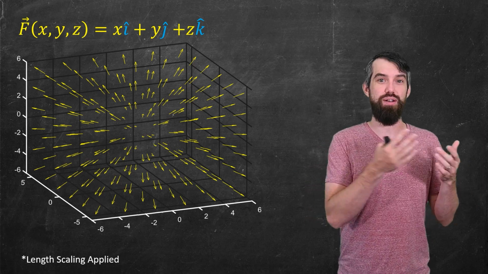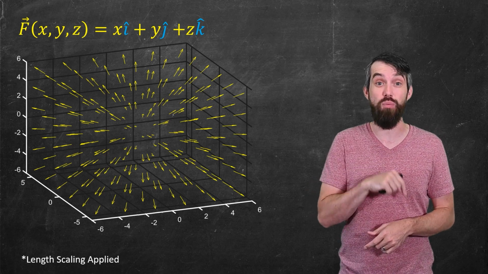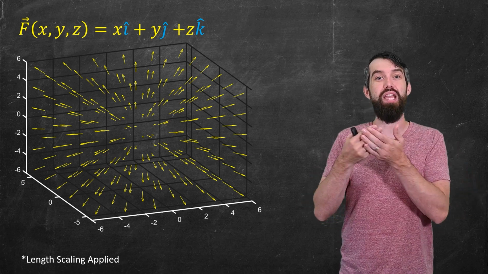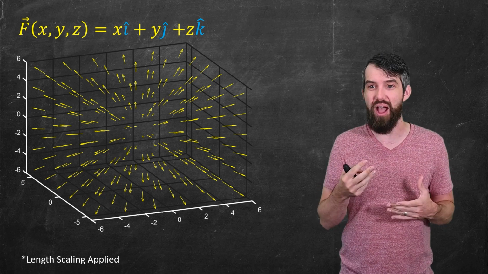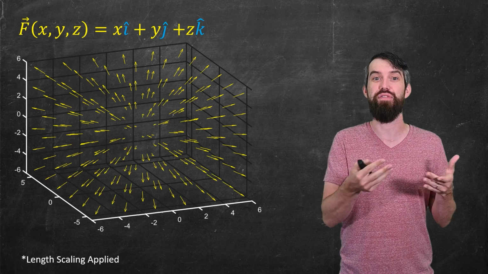So indeed, we can plot 2-dimensional or 3-dimensional vector fields. And again, I'll put a link down below to a plotter for a 3-dimensional vector field if you want to play around with changing the component functions away from, say, the x, y, and z that I have here.